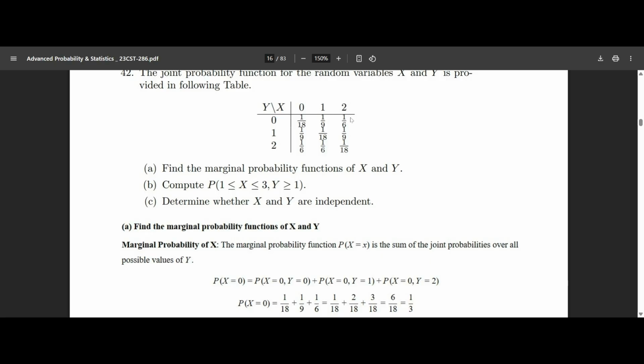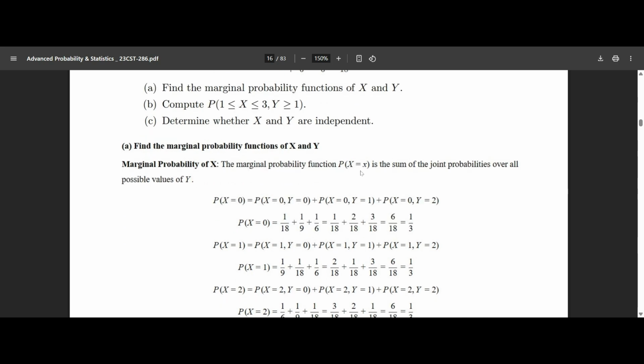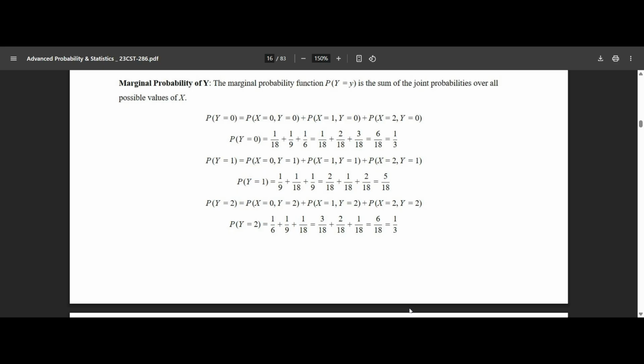So we find the combined probability of these two, that is x equal to 1 or x equal to 2. So 1 by 3 plus 1 by 3, what is that? 2 by 3. Let's see the answer.